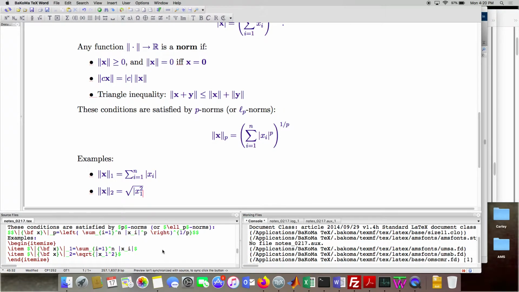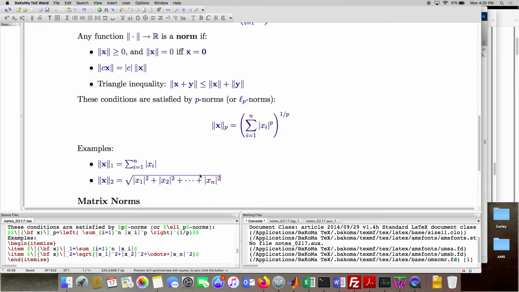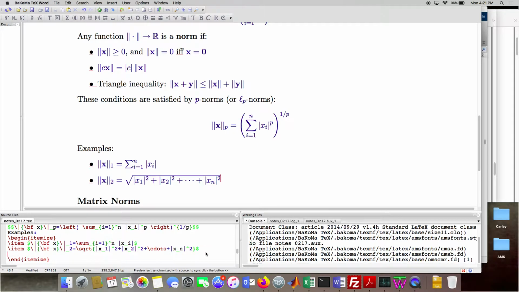Oh, something went wrong there. Okay. Now, you might find it strange that I'm putting absolute values in here. The reason for that is to accommodate complex vectors as well as real. So if it's a complex number, we're taking the modulus of that, and that's what we're squaring, just to make sure that everything turns out real.